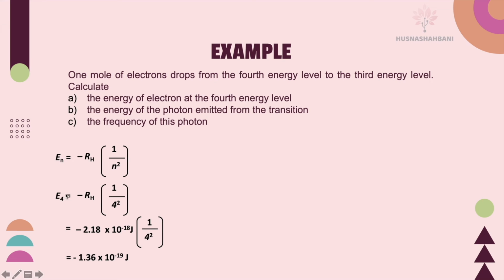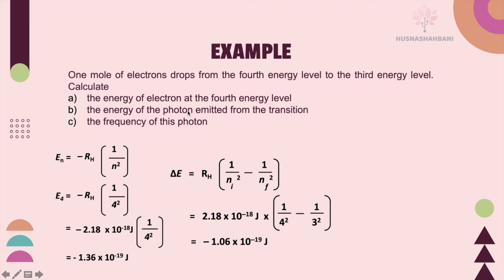So E4 equals negative RH times 1 over 4 square, with n equal to 4. Negative 2.18 times 10 power of negative 18 joule, that's our Rydberg constant, times 1 over 4 square, equals negative 1.36 times 10 power of negative 19 joule. This is just the energy of one electron.